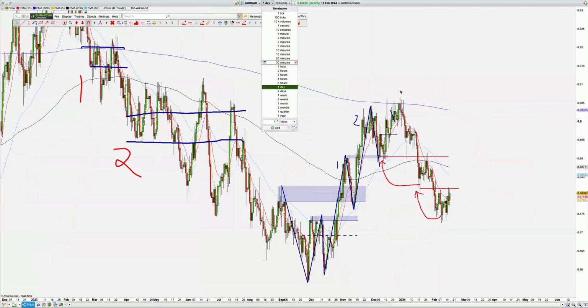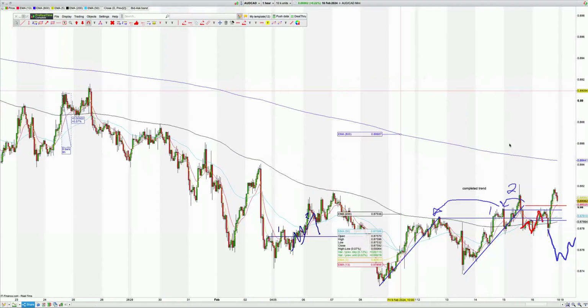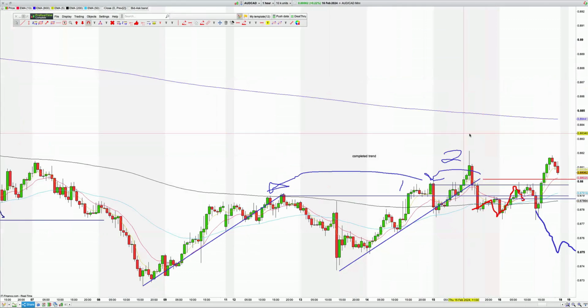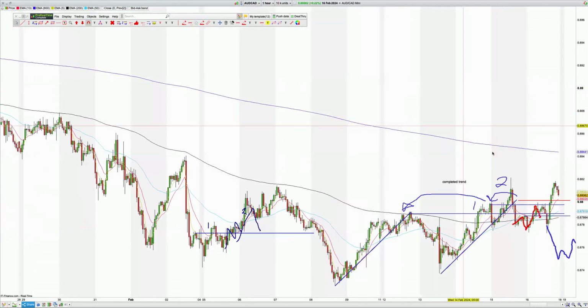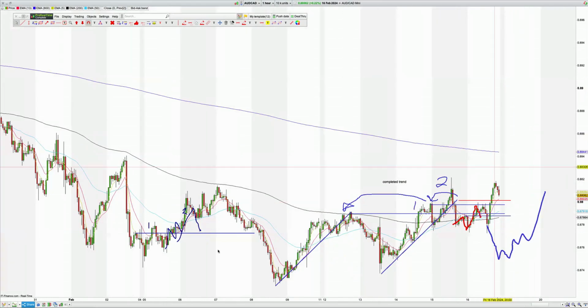It was an easy-ish trade to get into and identify. I was wary of the Gartley completing. We pulled back. We got in around here. So it's a good trade. I do expect it to go high.